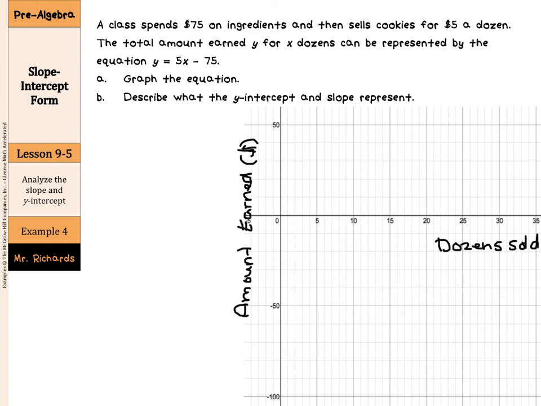Now, our y-intercept is going to equal a negative 75. Then, our slope is equal to 5. So let's start off by graphing our y-intercept at negative 75.